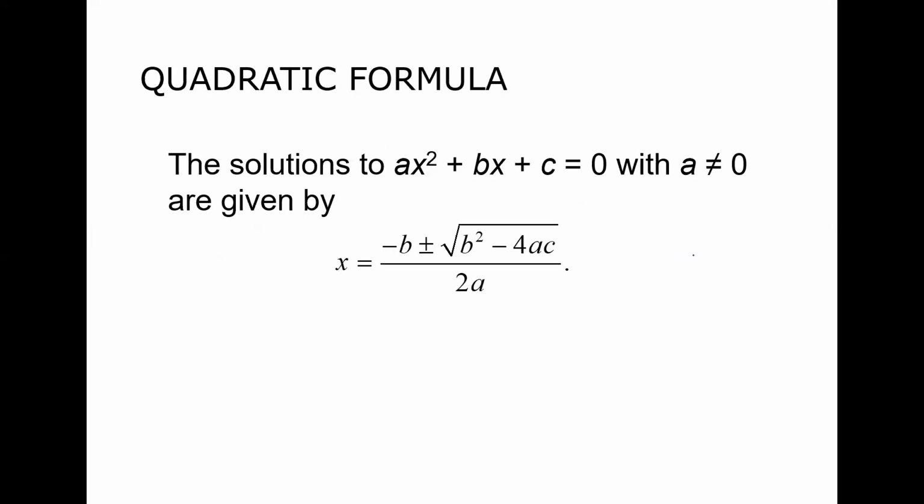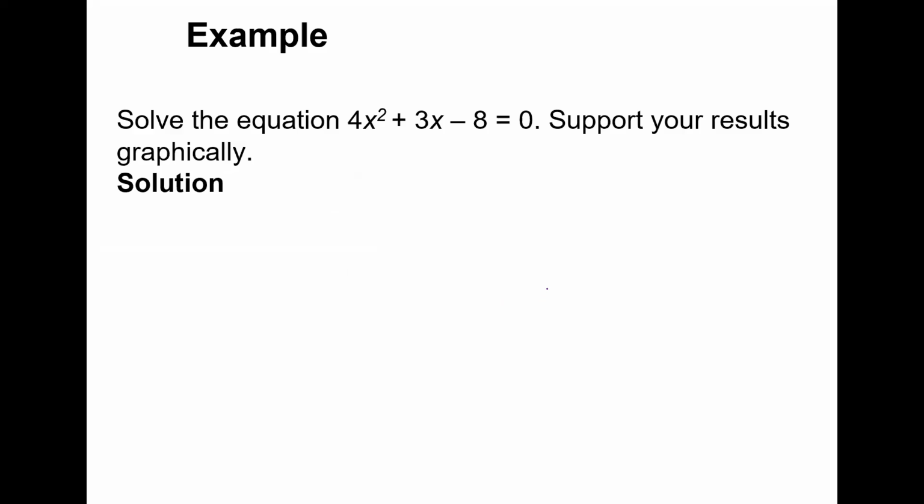So what is the quadratic formula? Well, if we have an equation ax squared plus bx plus c, again, a cannot equal 0, we can solve for x by plugging a, b, and c into negative b plus or minus the square root of b squared minus 4ac, all over 2a. So let's do that with this equation.